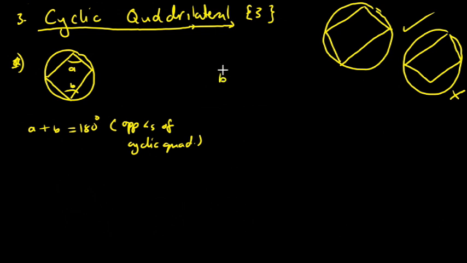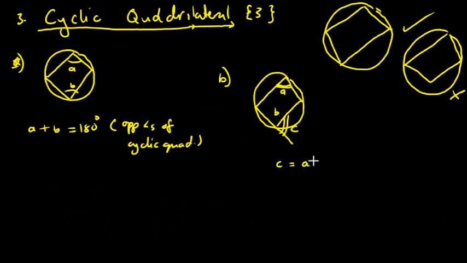Number B, this angle here and that angle inside are equal. C is equal to A degrees. Why is that? It's because it's an exterior angle of a cyclic quad.